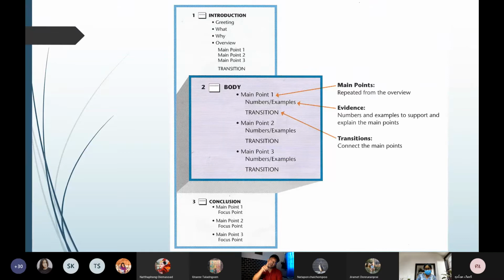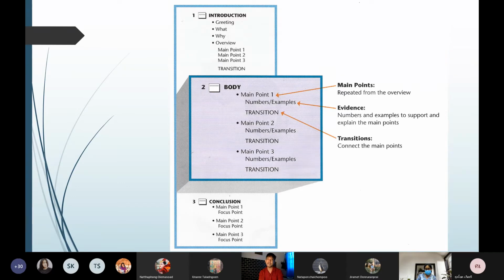The same is, if you can see in the 3 bullets, main point 1, main point 2, main point 3, they are pretty similar, right? Numbers, example. So we have the evidence and the transition, right? So again, main point 2, numbers, example, transitions. Main point 3, number, examples, transition. So it's pretty similar. The process is just the same in a way.